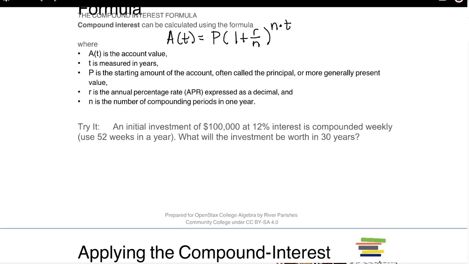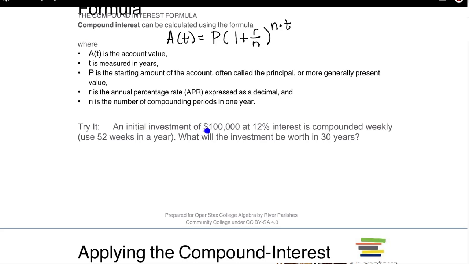P is the initial starting value, which we also call principal or the present value. r is the annual percentage rate expressed as a decimal, and n is the number of times that it compounds during the year. For instance, if it compounds quarterly, it would compound 4 times a year. If it compounds monthly, it would compound 12 times a year. So we're going to try this one.